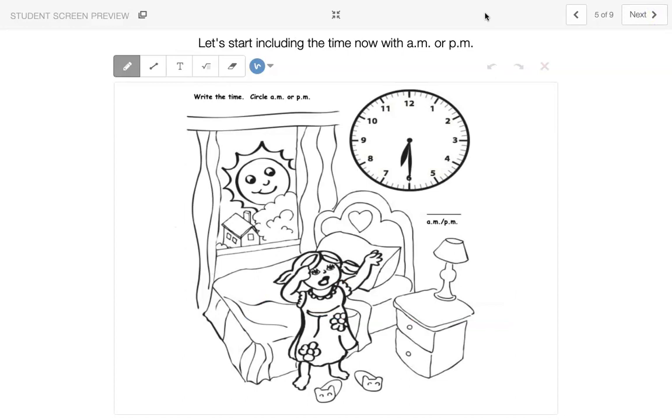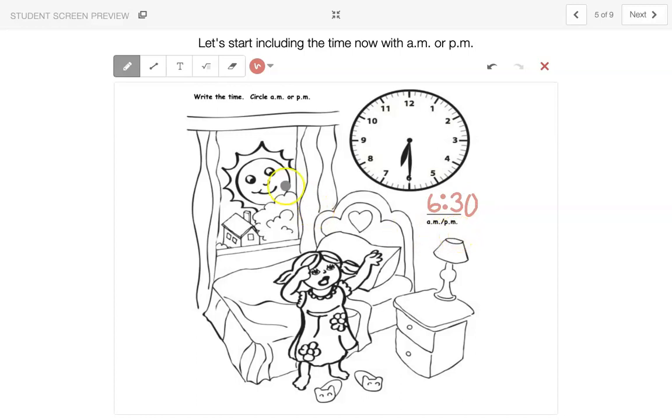So now let's look at a picture. Let's look at a clock. We'll tell the time on the clock, and then let's see if we can figure out if it's AM or PM. So first, let's write the time. I'm looking at a clock, and the small hand is in between the 6 and the 7. So I know that's going to be 6 something. And then the big hand is halfway around the clock. So I know that's going to be 6:30. And now the question is, is that AM or PM?